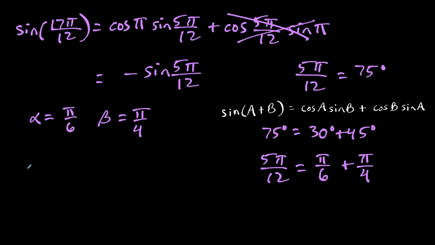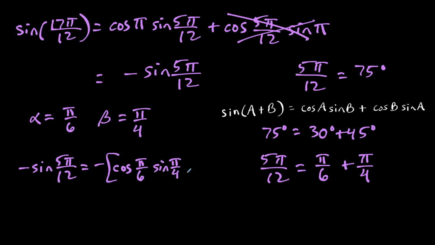So now what we have is this expression, negative sine 5 pi over 12, and we're going to run this through the formula once more, that we have the minus on the outside, and then we have cosine of angle A, but in this case angle alpha. So we have cosine of pi over 6 times sine of angle B, and then we have plus cosine of angle B, so we're going to have cosine of beta is pi over 4 times sine of angle A, which was pi over 6. And now we'll just close the brackets so this doesn't collide. And now it's just a matter of simplifying.